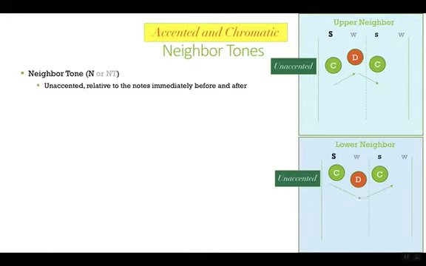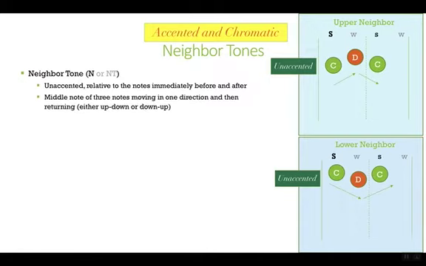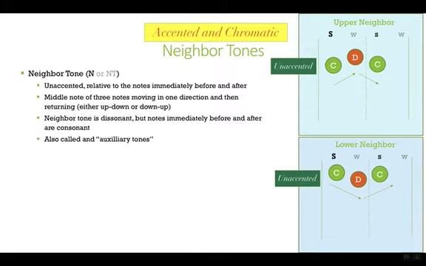So normal neighbor tones, the dissonant notes, right, are unaccented relative to the notes immediately before and after. It is always going to be the middle note of three notes moving first in one direction and then returning in the other. So, either going up and then down or down and then up. It's a returning tone. And that neighbor note is always going to be a dissonant note, but the notes immediately before and after are going to be consonant. And then in Britain, I believe, I don't know if they still call these auxiliary notes, but they do at least sometimes in old treatises.